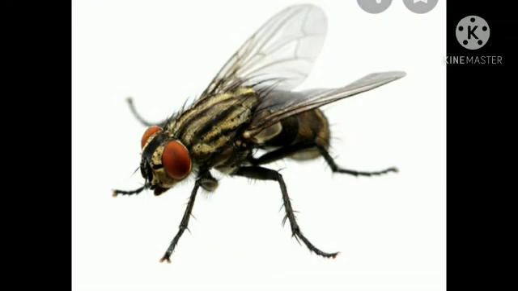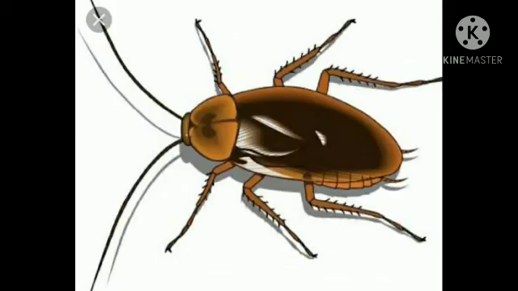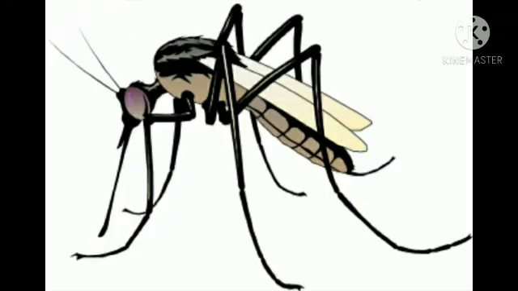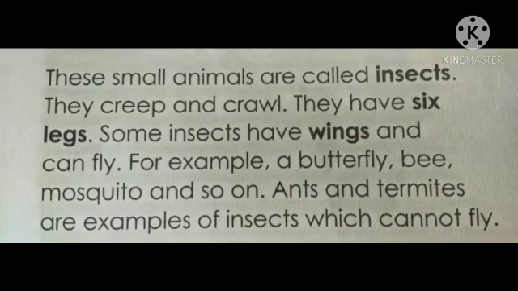This is a cockroach. This is a butterfly. This is a grasshopper. And this is a mosquito. So students, just now we have seen the pictures of these animals.